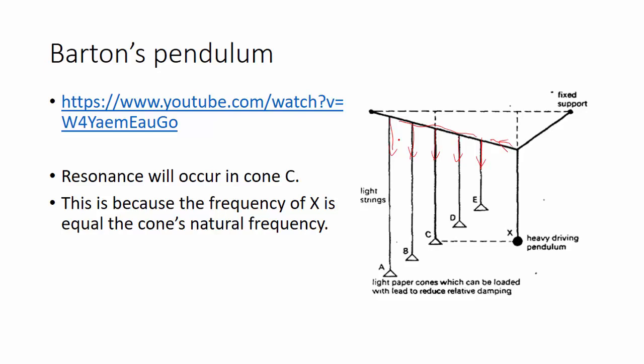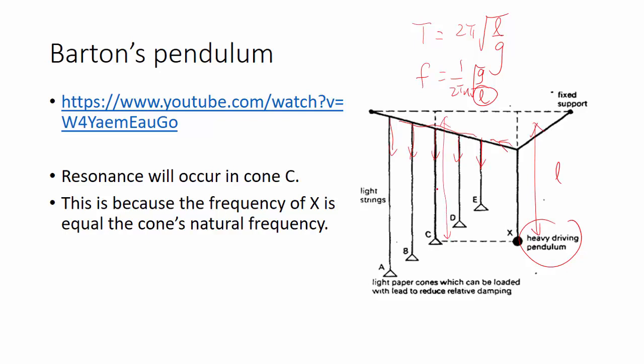The one that oscillates with the largest amplitude will be the one that has the same natural frequency as the driving frequency. If you remember, the period of oscillation is 2 pi square root of L over g, so the frequency is 1 over 2 pi square root of g over L. It depends only on L. This driving pendulum has a length of L, and the one closest to it, pendulum C, has the same length L. So these two have the same frequency, and therefore after a while C will oscillate with a very large amplitude.